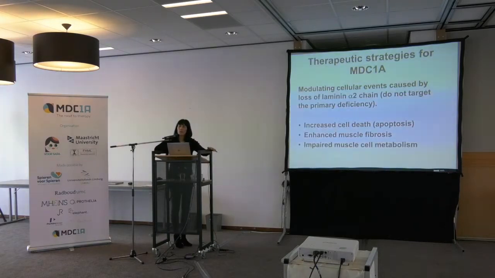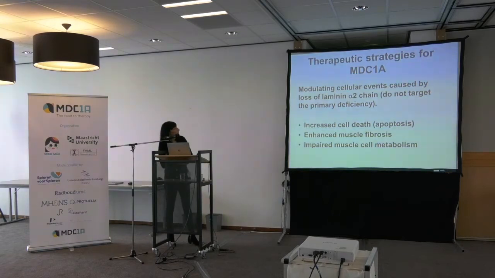So that was the work that I chose to focus on when it comes to curing the primary defect of MDC1A. But a lot of work has also been done in modulating cellular events caused by loss of laminin alpha-2 chain. And of course, these approaches don't really target the primary deficiency. But nevertheless, we're still in preclinical phase with the strategies that target primary deficiencies. And meanwhile, it could also be good to look into alternative options as treatment.